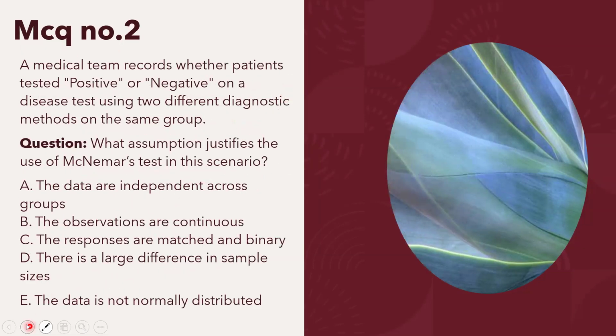So MCQ number 2: a medical team records whether patients tested positive or negative on a disease test using two different diagnostic methods on the same group. The question here is, what assumption justifies the use of the McNemar's test in this scenario, in which patients test either positive or negative on a disease? A, data are independent across the groups; B, the observations are continuous; C, the responses are matched and binary; D, there is a large difference in the sample sizes; E, the data is not normally distributed.